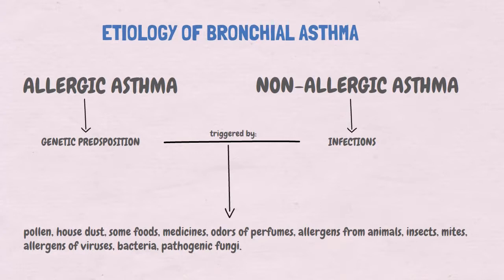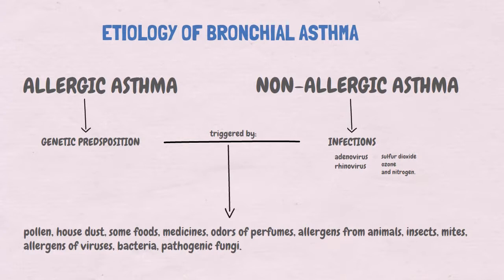A non-allergic asthma is caused by respiratory infections due to viruses such as rhinovirus and adenovirus, and also sometimes by inhaled air pollutants such as sulfur dioxide, ozone, and nitrogen. Both types of asthma can be irritated by the same irritants and allergens.